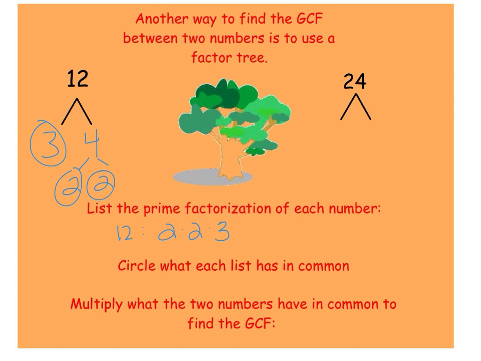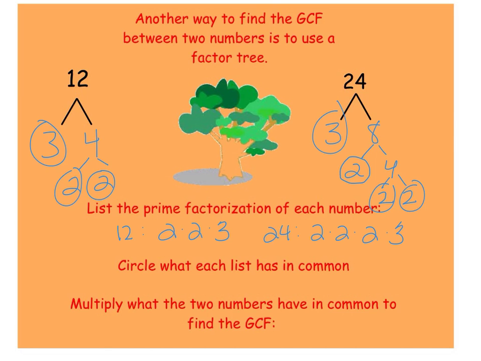Okay, 24. Let's factor that. 3 times 8 is 24. 8 is not prime, so we've got to keep going. 2 times 4 is 8. 2 is prime. 4 is not, so let's keep going. 2 times 2 is 4. Okay, so now 24 is factored. Let's list the prime factorization, excuse me. We've got 2 times 2 times 2 times 3.